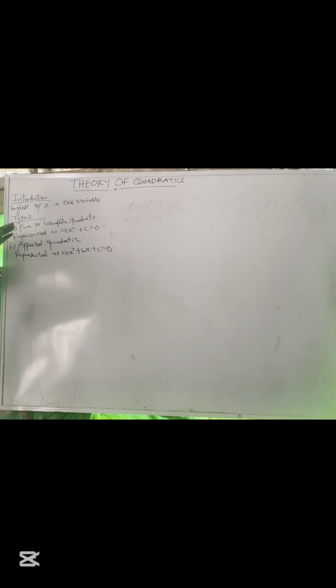While we have the affected quadratic equation, this is represented as ax squared plus bx plus c equals 0. So you have to know that pure or incomplete quadratic equation is this and affected is this.